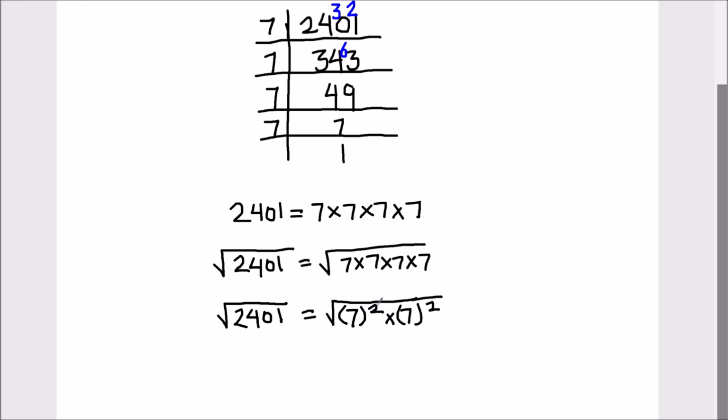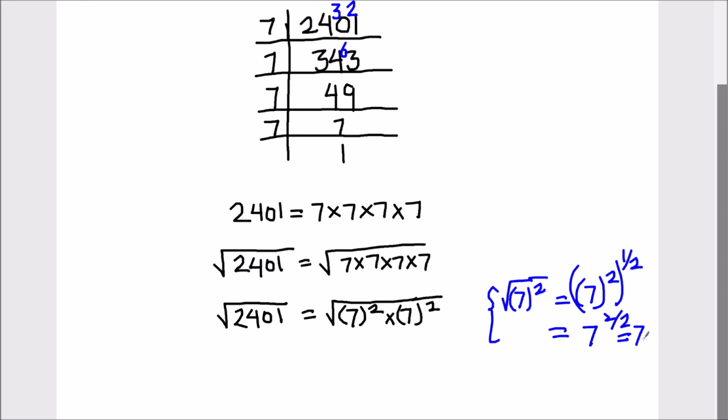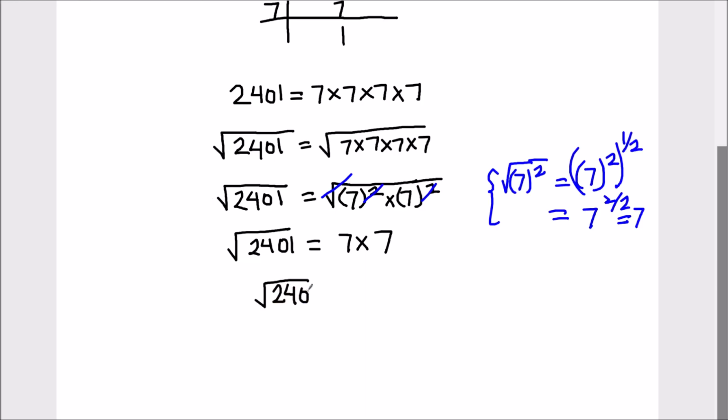And as these are square numbers, these can come out of the square root sign, because when we write the number in index form like this, then the square and the square root will get cancelled, and we'll get the number. Here too, the numbers will come out of the square root sign, or we can say that the square root and square will get cancelled and we'll get 7 times 7. So the square root of 2401 is 7 times 7, which is 49. This is our final answer. We are going to box the answer.